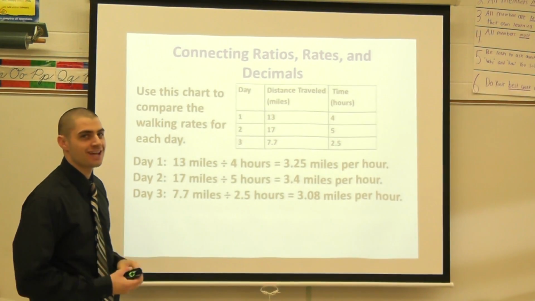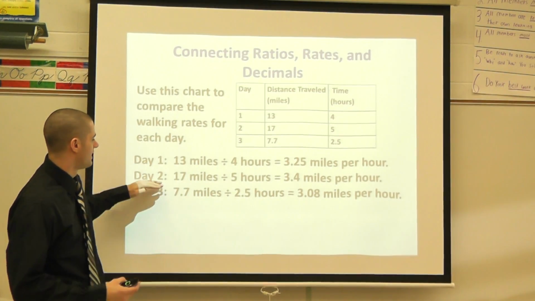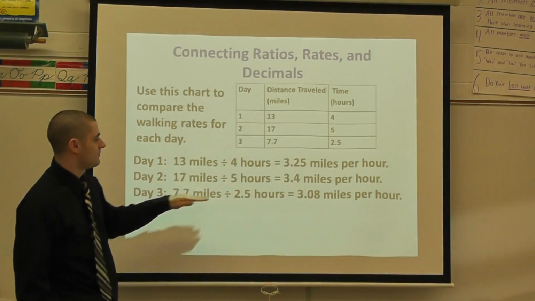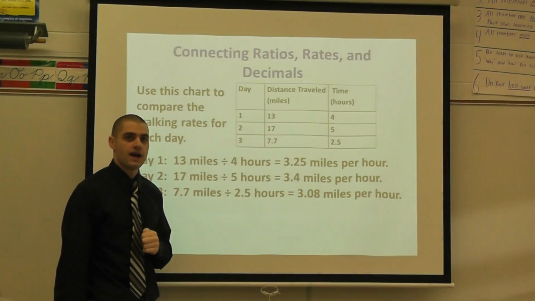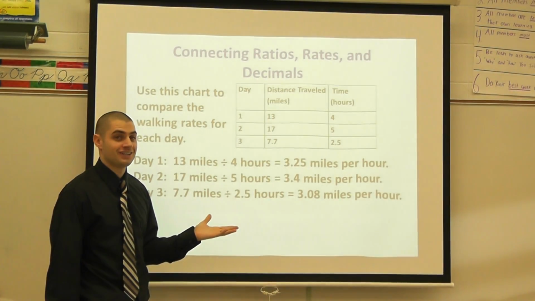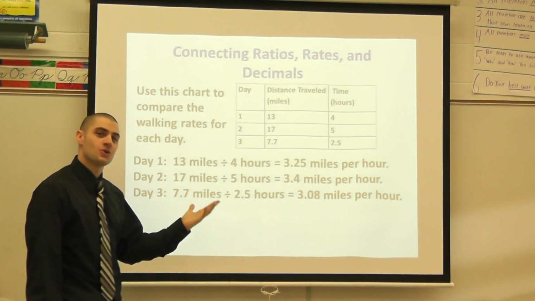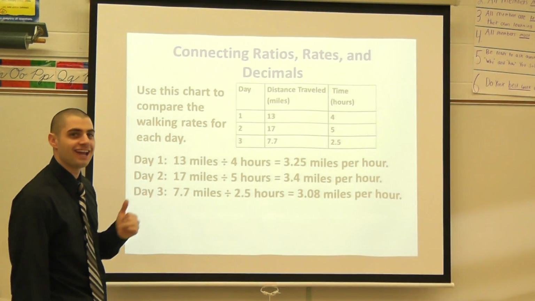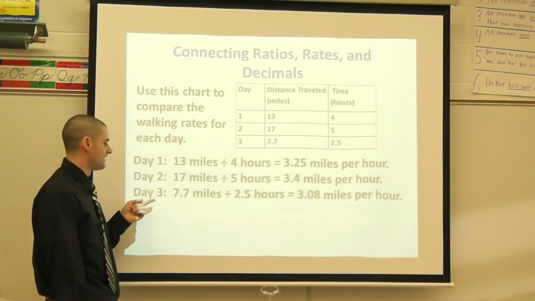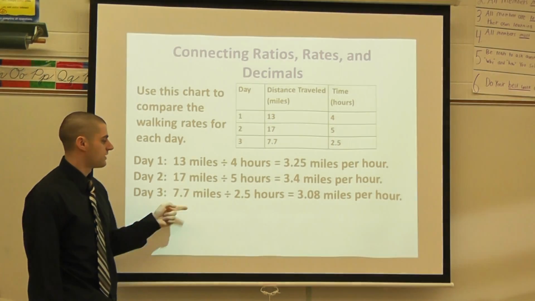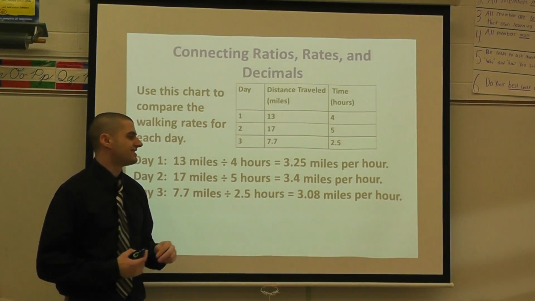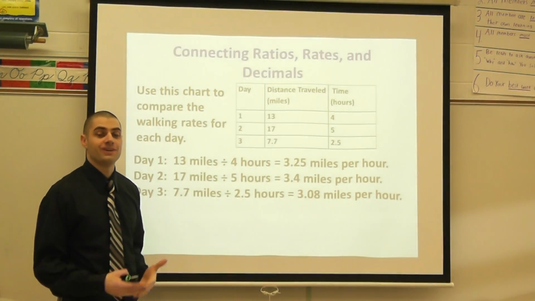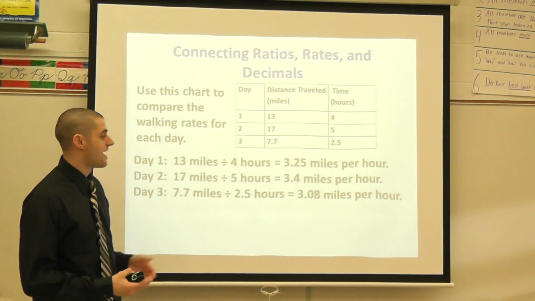So again, those fractions came back. Don't be scared of those fractions. Day 2, I walked 17 miles in 5 hours, so I divided them together, and I came up with 3.4 miles per hour. Or if I made that a fraction, 3 4/10 or 3 2/5 as an equivalent fraction. Day 3, I walked 7.7 miles, divided that by 2.5 hours, and I would have come up with 3.08 miles per hour, or 3 8/100 miles per hour.